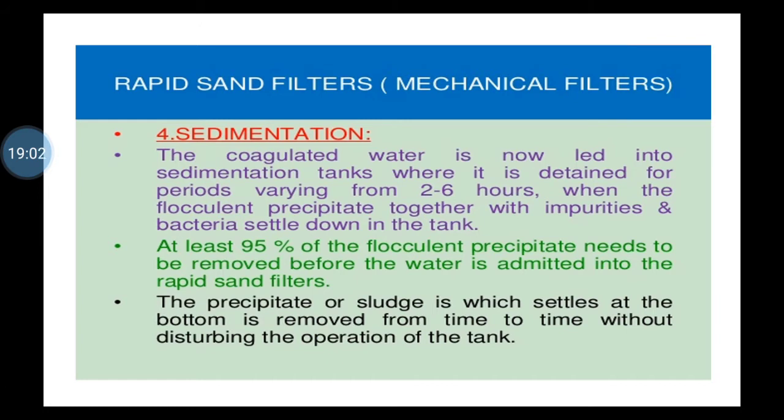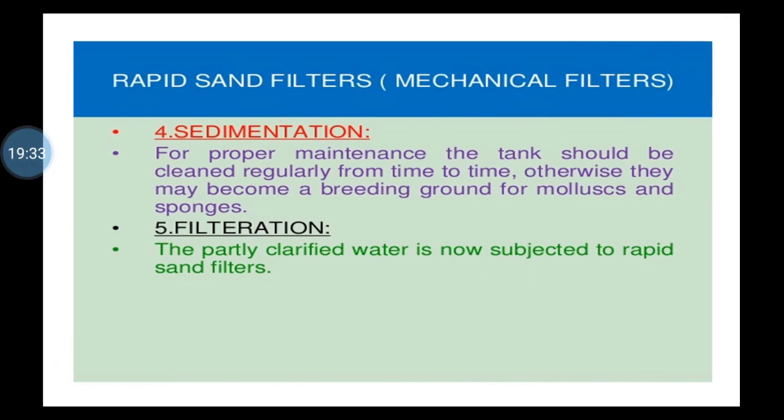The precipitate or sludge that is formed settles at the bottom and is removed from time to time from downward only. At the bottom there are perforated pipes through which the flocculated material is removed. So when it is removed from the bottom, it will not disturb the operation of the tank. That is about sedimentation, and for proper maintenance the tank should be cleaned regularly, isn't it?